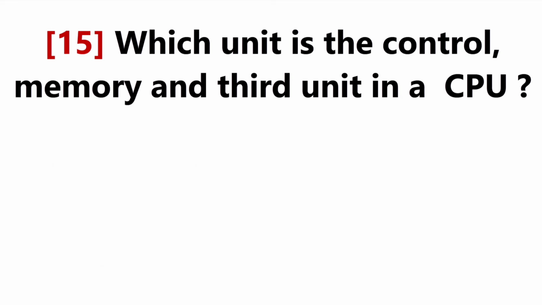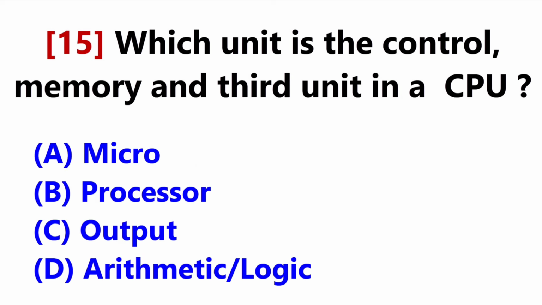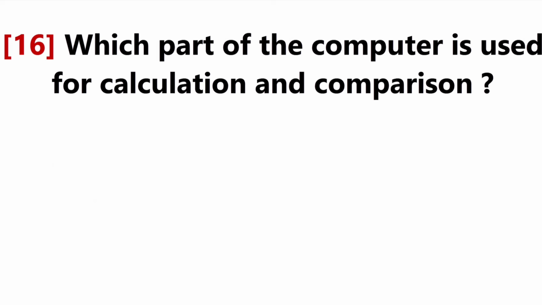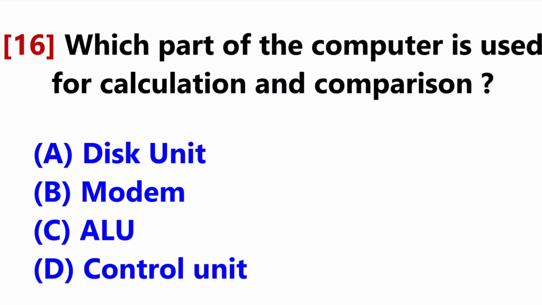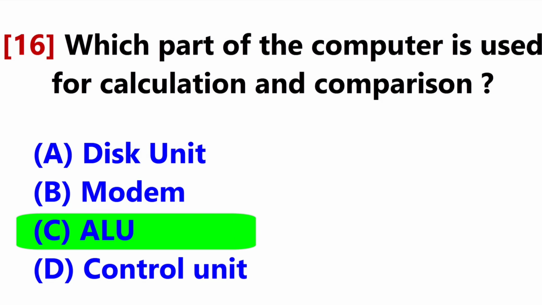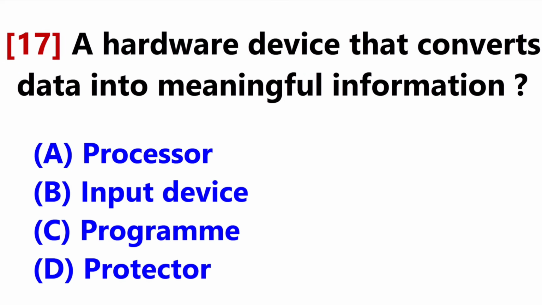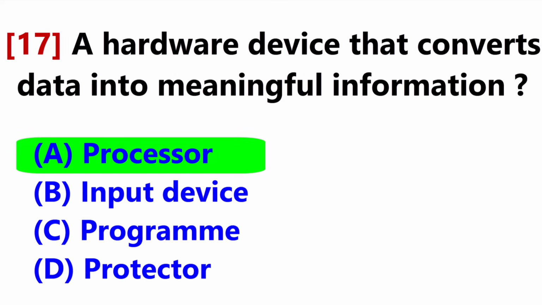Which unit is the control memory and third unit of a CPU? Answer option D. Arithmetic/logic. Which part of the computer is used for calculation and comparison? Answer option C. ALU. A hardware device that converts data into meaningful information. Answer option A. Processor.